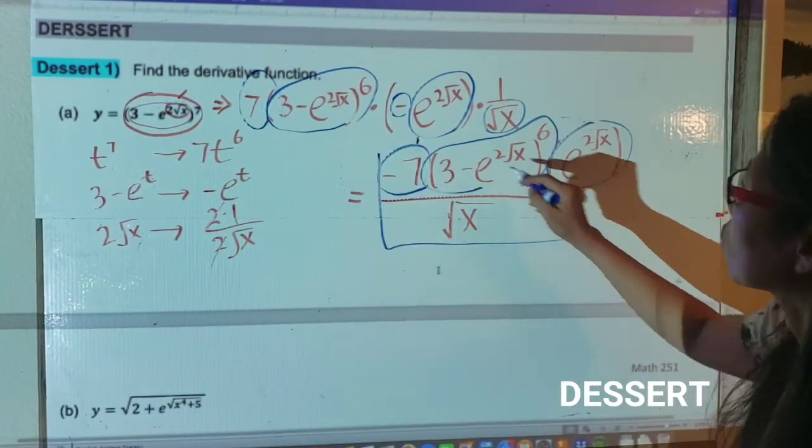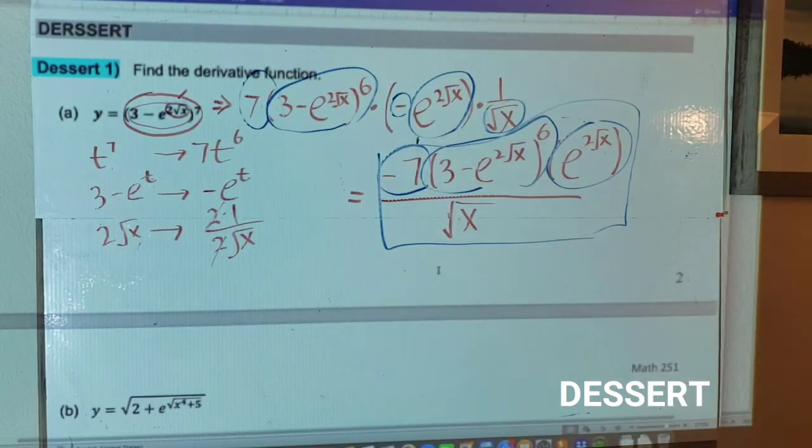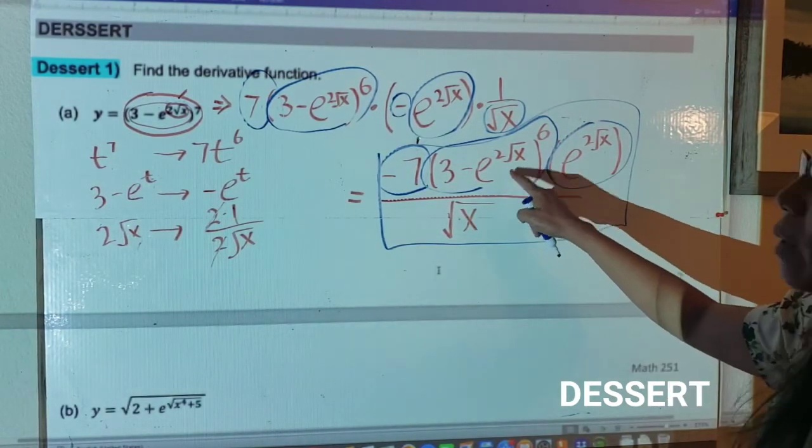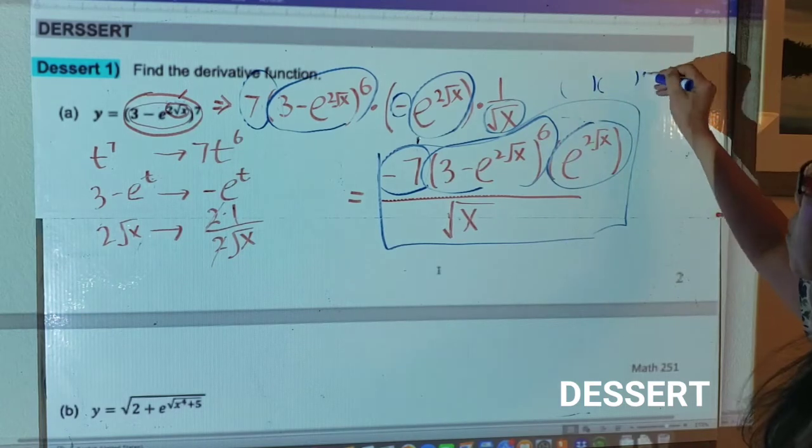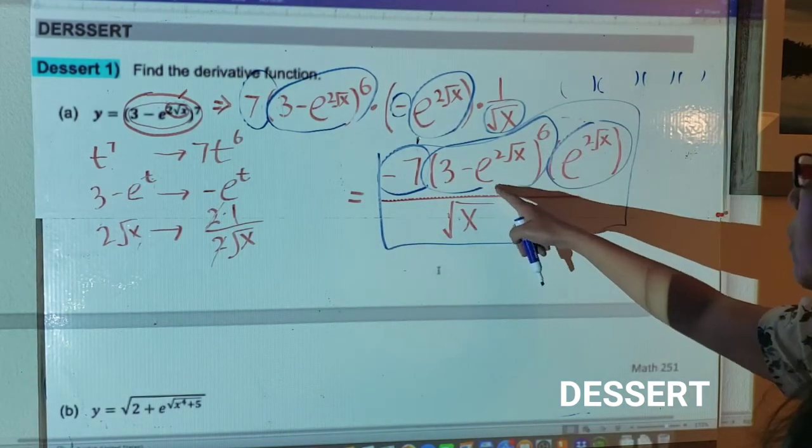So that's my answer. I don't see anything I can simplify more. Can I combine this? No, you have to do the 6 power. Just think about foiling a 6 power. Would you want to do it? No, so we're going to keep it and write it this way.